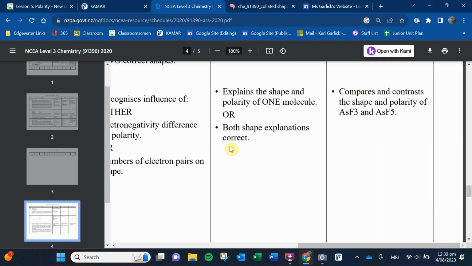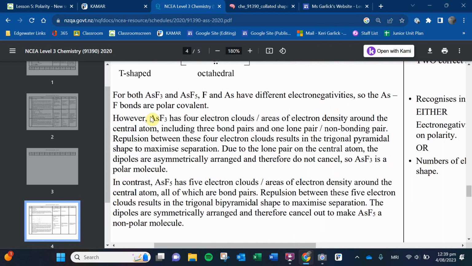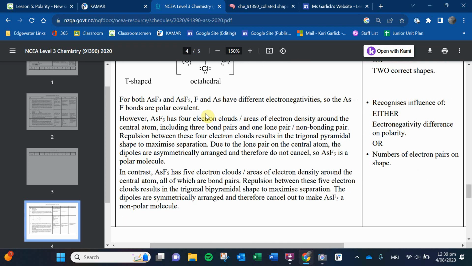The merit point then was two different ways you can do it. You explain the shape and the polarity of one molecule. So they gave you two molecules and you only got one of them right. The other option was that you got both of the shape explanations. So maybe you didn't even answer anything about polarity, but you explained both shapes. Not just naming it, you have to name and explain. So the explaining is going to be this bit here about how many regions of electron density you have around the central atom, how many bonded and unbonded pairs, and then the repulsion theory.